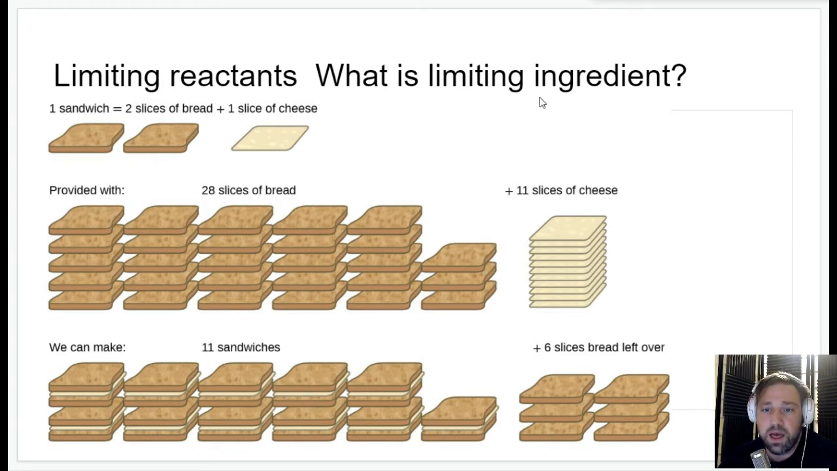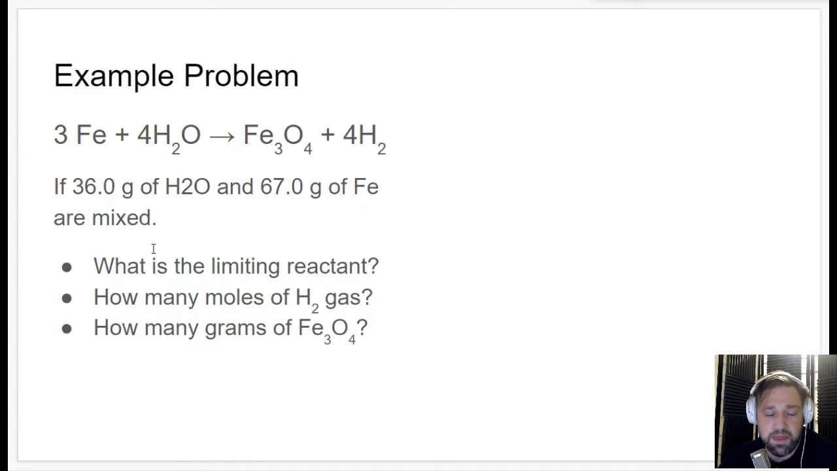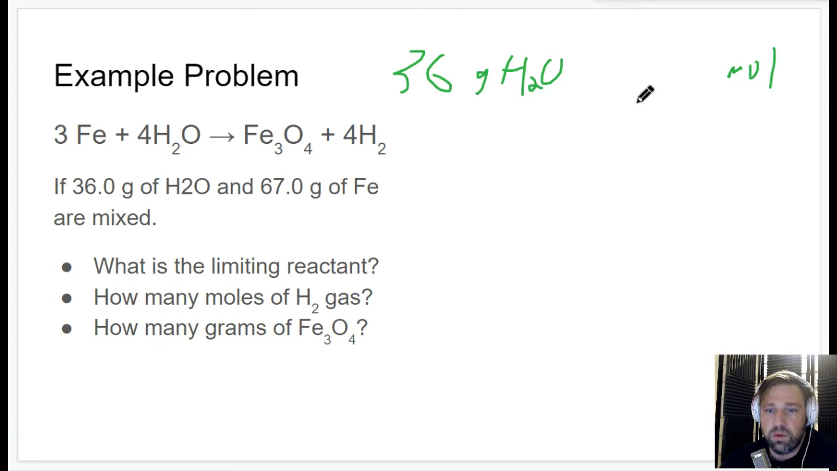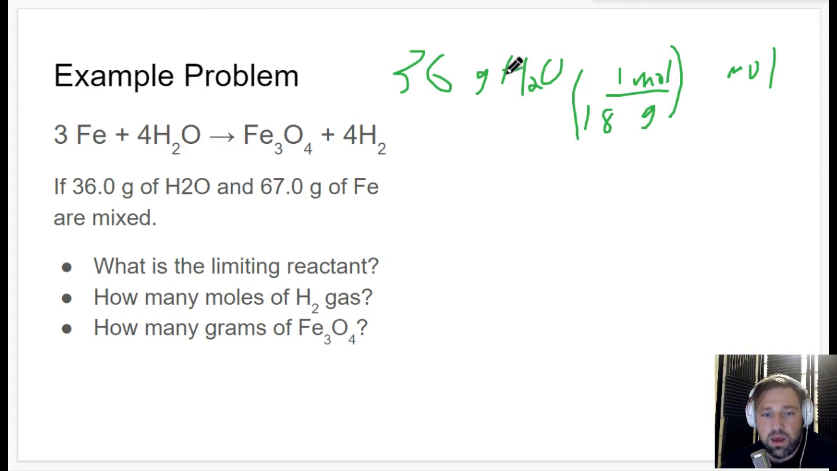Okay, let's use that method here. First off, let's get these into moles. We have 36 grams of H2O. We need to get this into moles, so moles are on top, grams are on bottom. H2O is 18 grams per 1 mole. I know that just because I use water a lot. So 36 divided by 18 is 2. We have 2 moles of water.